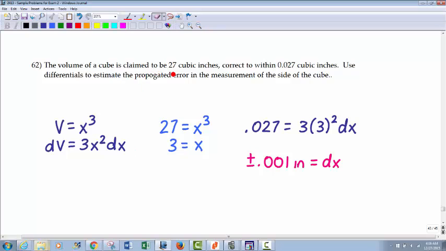So this time they're not giving us the value of x, but they're giving us a means to find the value of x. Instead of telling you what x is, they're telling you the volume is 27, so we can get x, because V equals x cubed, 27 equals x cubed, therefore x would be 3, the cube root of 27. And the volume measurement, so that's giving you the dV here, within 0.027 cubic inches. I guess I could put a plus or minus there to be precise.